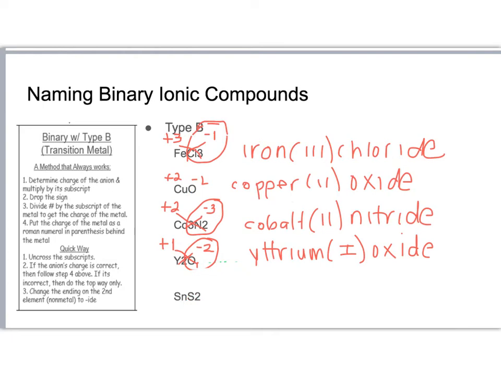So because of that, we would have to go back to the method that always works. We would then realize that this is a -2. 2 times -2 is -4. We drop the charge, we divide it by the subscript of the metal, which is 1, and we would realize then that tin does have a charge of +4, not +2. And of course, we would end this with sulfide.